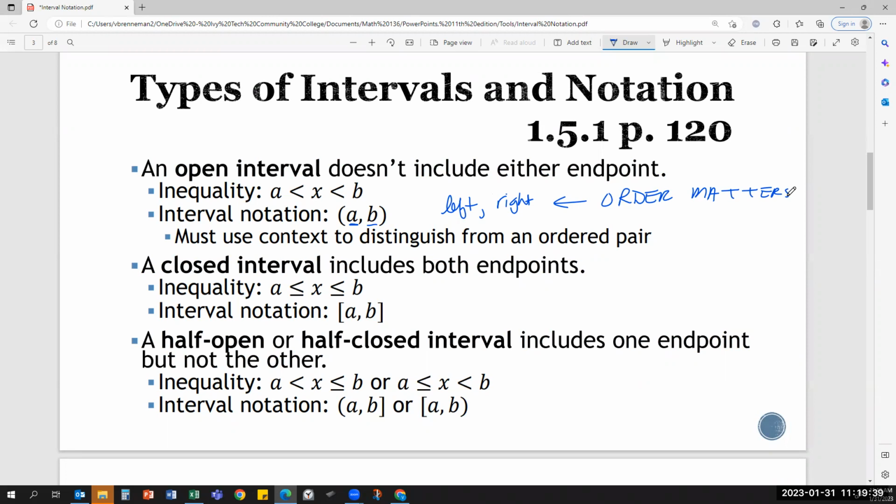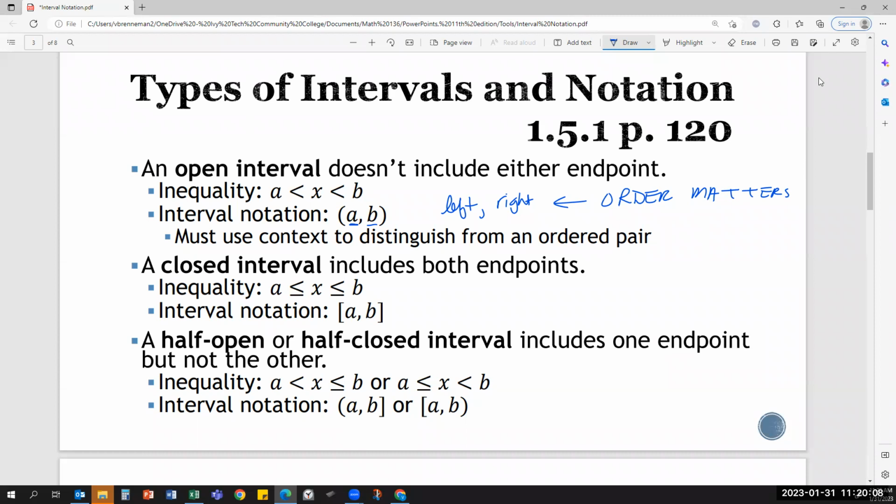Notice if you're familiar with ordered pairs, this looks very similar. It really looks identical if you just have two numbers. But this is giving an initial X value and an ending X value. It's not giving an X value and a Y value. So it's kind of a one-dimensional start and finish rather than a two-dimensional notation. Context will be used to tell which is which. So you should always be able to tell.